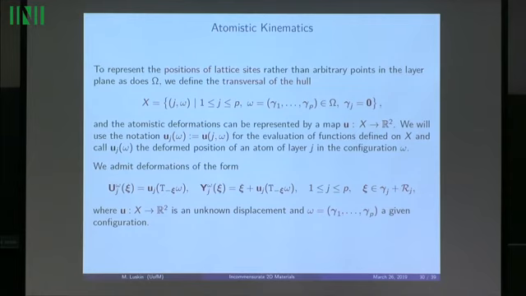So the atomistic deformations are given by mappings U from X to R2. And then we can describe the displacement of the jth layer, Uj. Since we want to look at the displacement of the atoms in layer J, that means gamma J is 0 for those atoms.